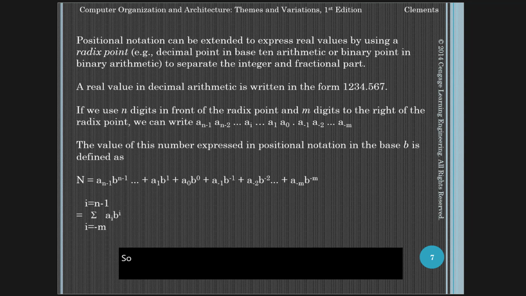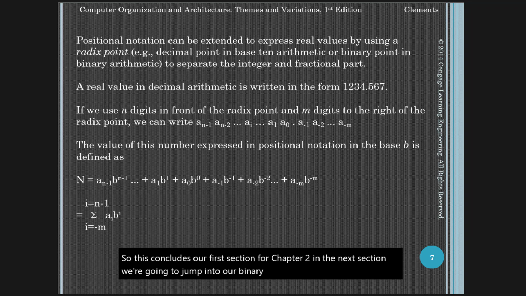So this concludes our first section for chapter 2. In the next section, we're going to jump into our binary arithmetic and start looking at our basic integer operations working with binary numbers so that we can understand this format a little better.